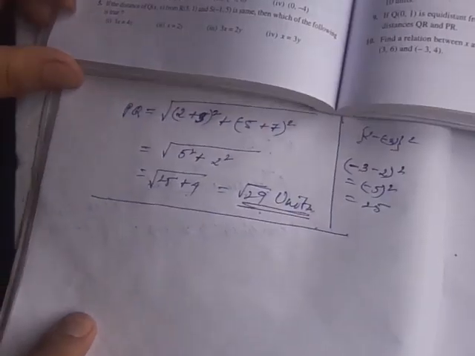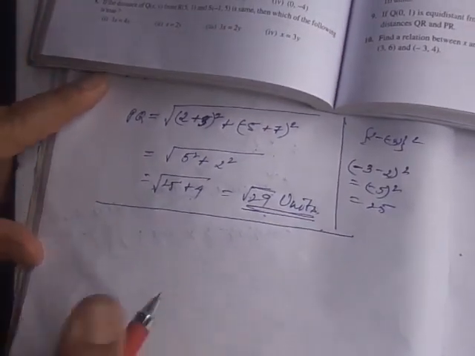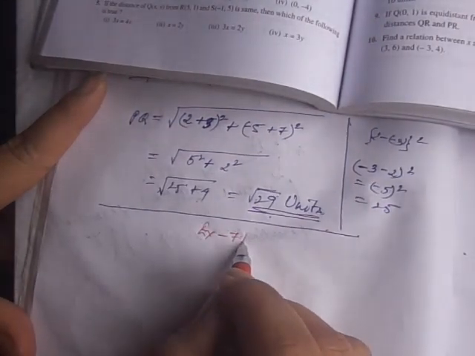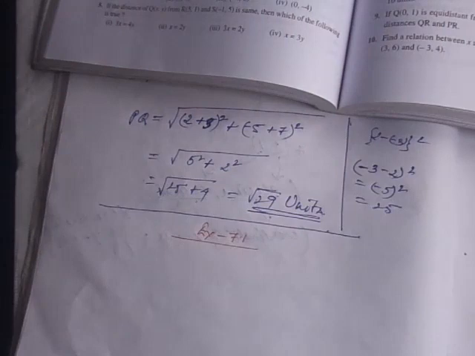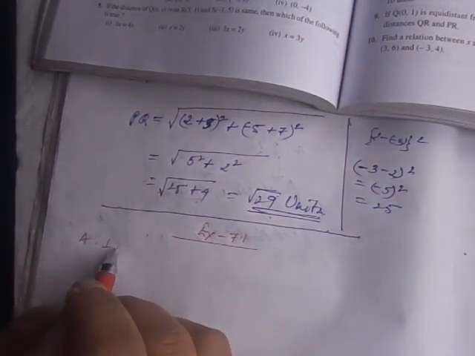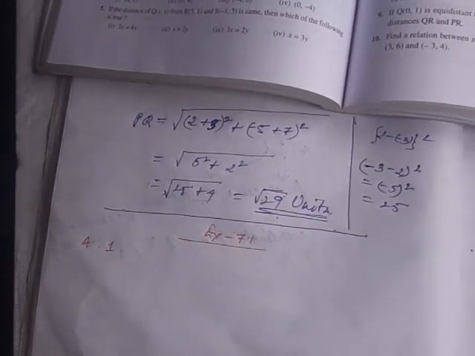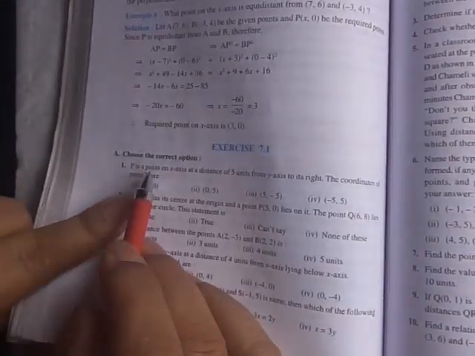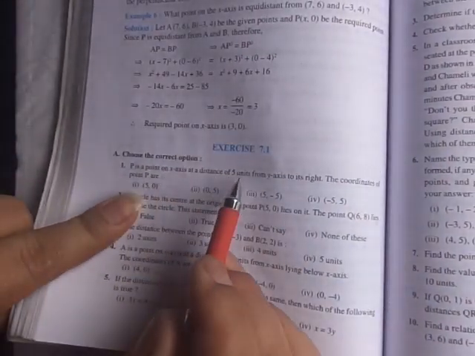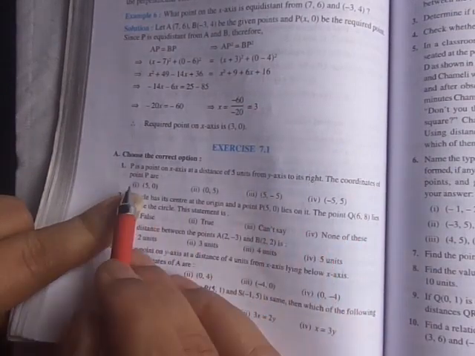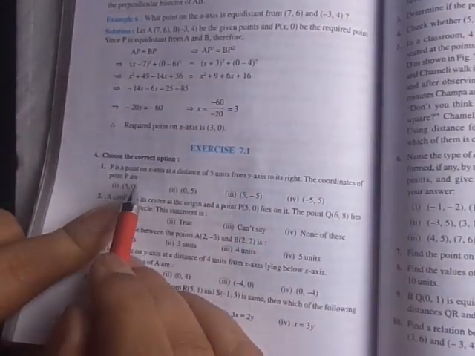So let's see from the exercise. Here is exercise 7.1, question 1, MCQ. P is a point on x-axis at a distance of 5 units from y-axis to its right. The coordinates of point P are.